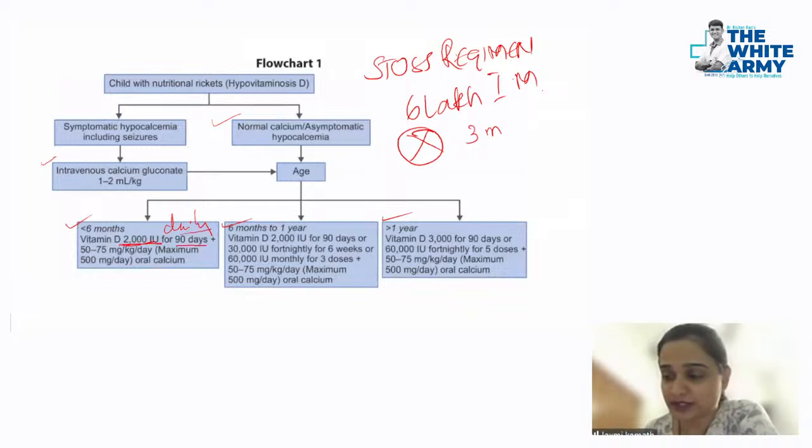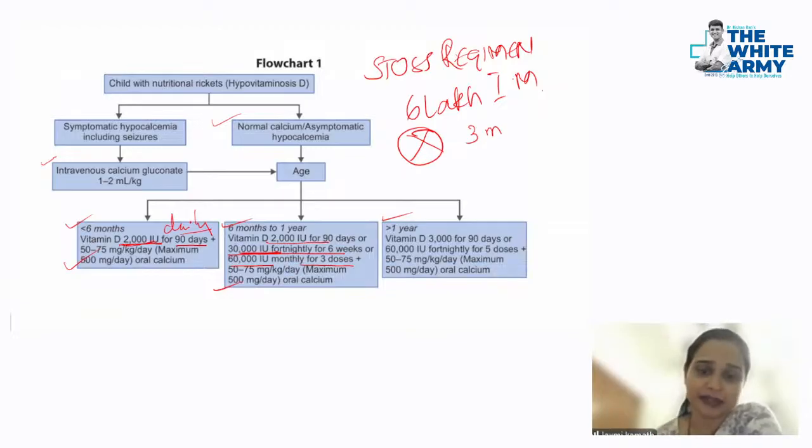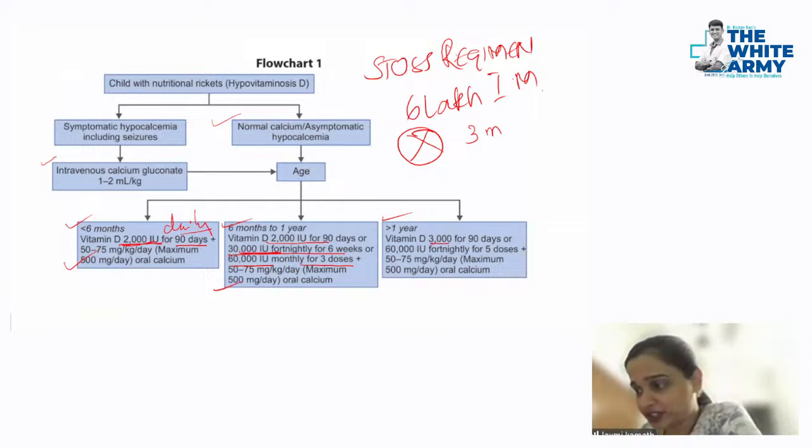So if it is below 6 months, we stick to 2000 international units. If it's between 6 months to 1 year, either we stick to 2000 international units or 30,000 international units once in 15 days, or 60,000 international units monthly for 3 doses, along with which we'll give calcium syrup. So all vitamin D treatment will be given with calcium and phosphorus treatment so that the absorption of calcium and phosphorus increases and helps in mineralization. Above 1 year, we change it to 3000 international units daily for 3 months. Or we can even give 60,000 international units fortnightly for 3 doses.